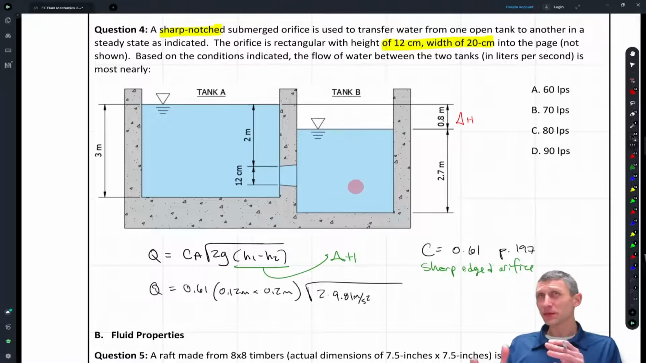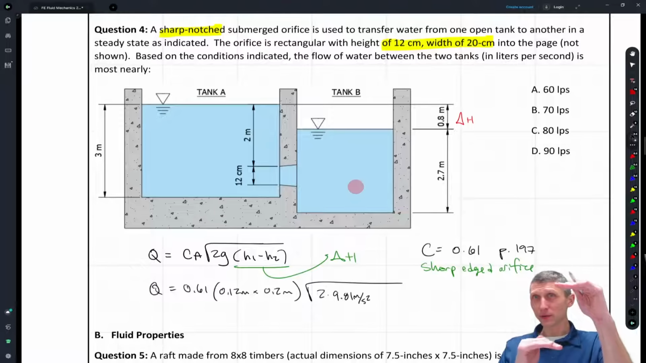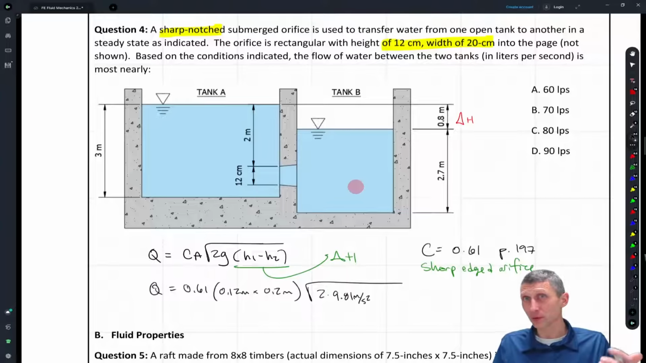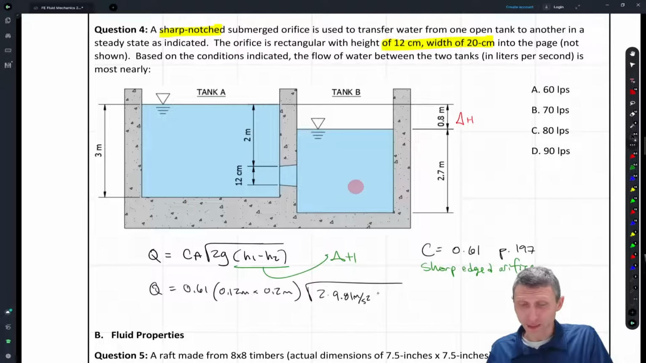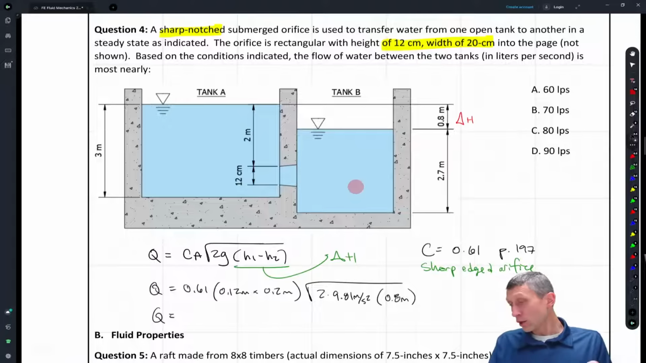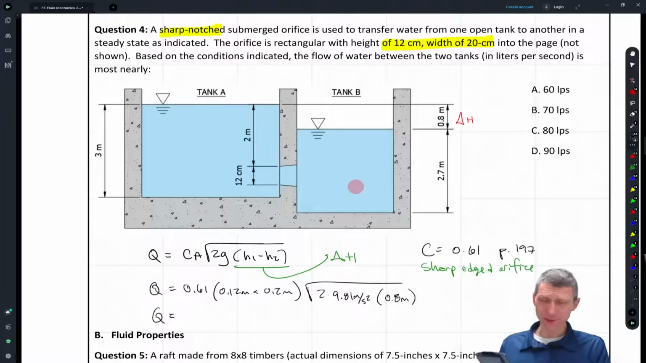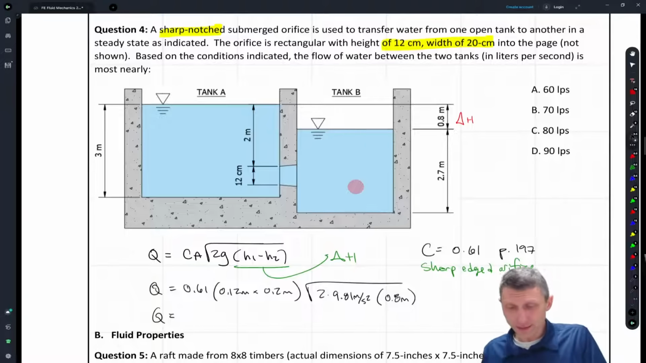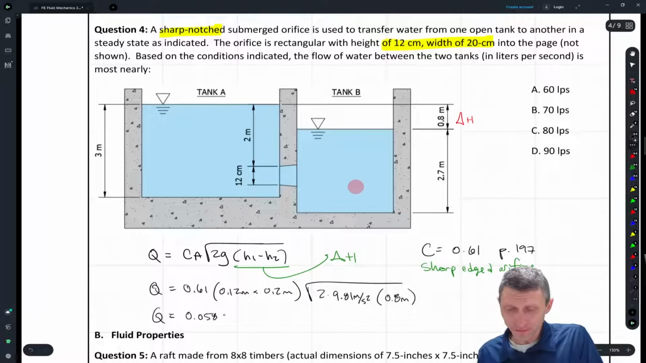And remember last time what we did with the pitot, we took the gamma divided by rho and we got g, right? So that's the same thing that we're doing here. Basically gamma divided by rho, get g, times the delta h. So what's the delta h? 0.8 meters. So we actually solved for flow directly, and hopefully if we put this in, we get the right answer. So 0.61 times 0.12 times 0.2 times the square root of what? 2 times 9.81 times 0.8. Okay, so that gives us 0.058 meters cubed per second.